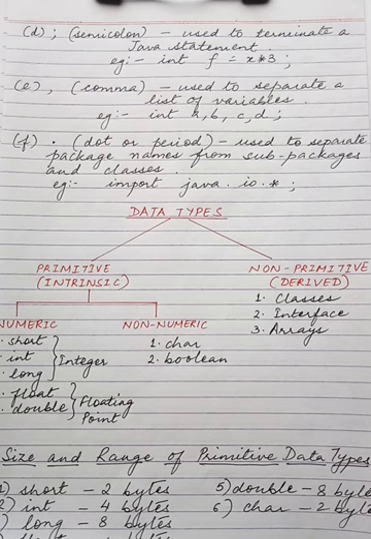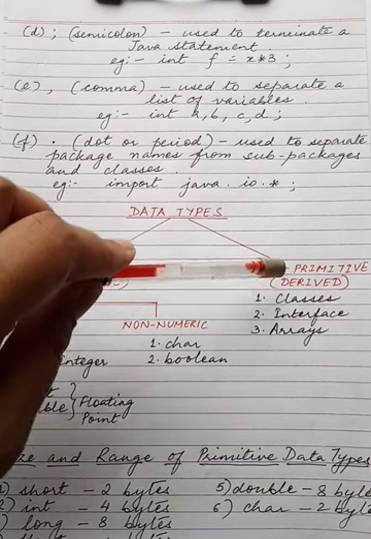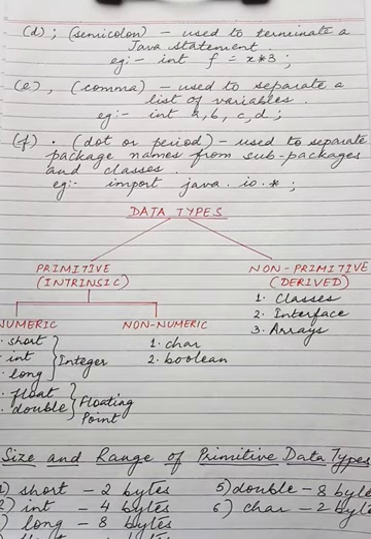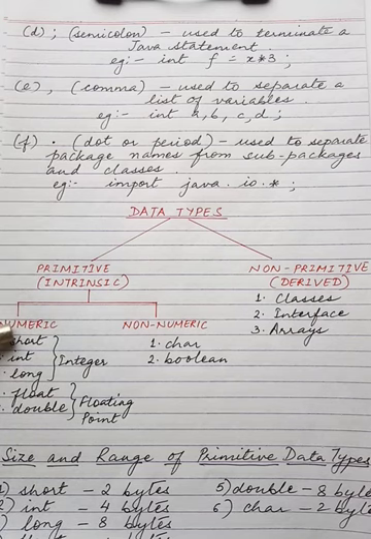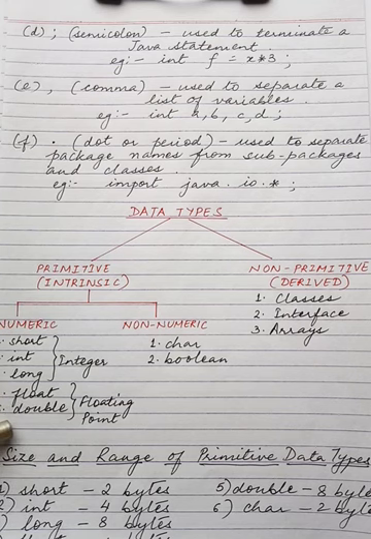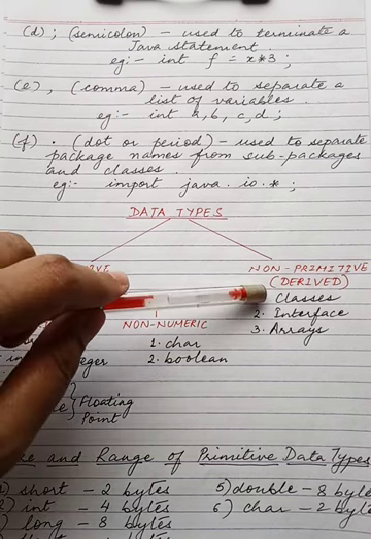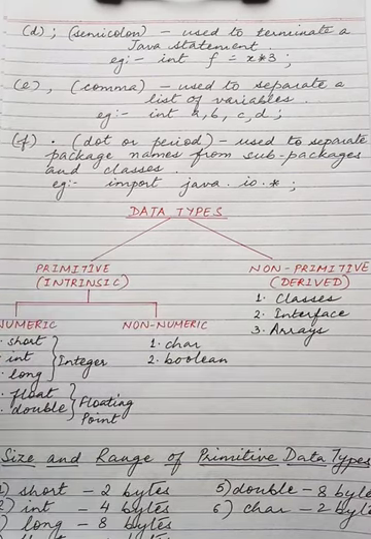Next topic is data types. There are two basic data types, primitive and non-primitive. Primitive data types are also called intrinsic data types. Non-primitive data types are also called derived data types. Primitive can further be classified into numeric and non-numeric. Numeric can also be classified into integer and floating point. Integers are short, int and long, whereas floating point are float and double. Non-numeric are char and boolean, and derived data types are classes, interfaces and arrays.